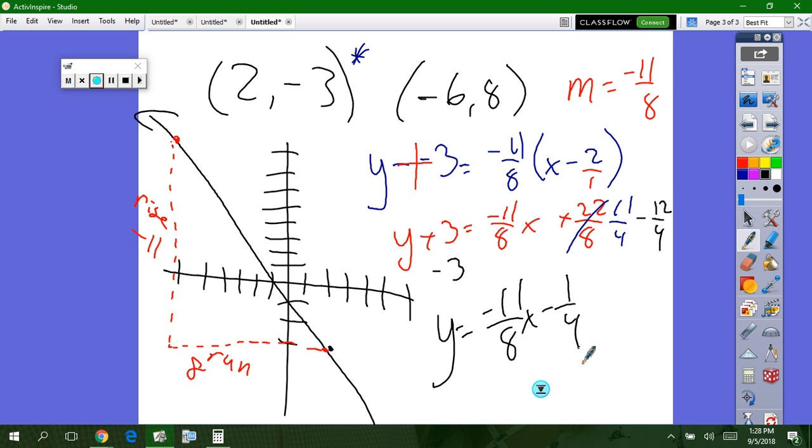How was that? Is that hard? What can we always find with 2 points? Slope, right? You can always find slope. After that, you always have 2 points. If you can find slope and you have a point, what are we going to do? Write it in slope-intercept by doing point-slope form. Correct?